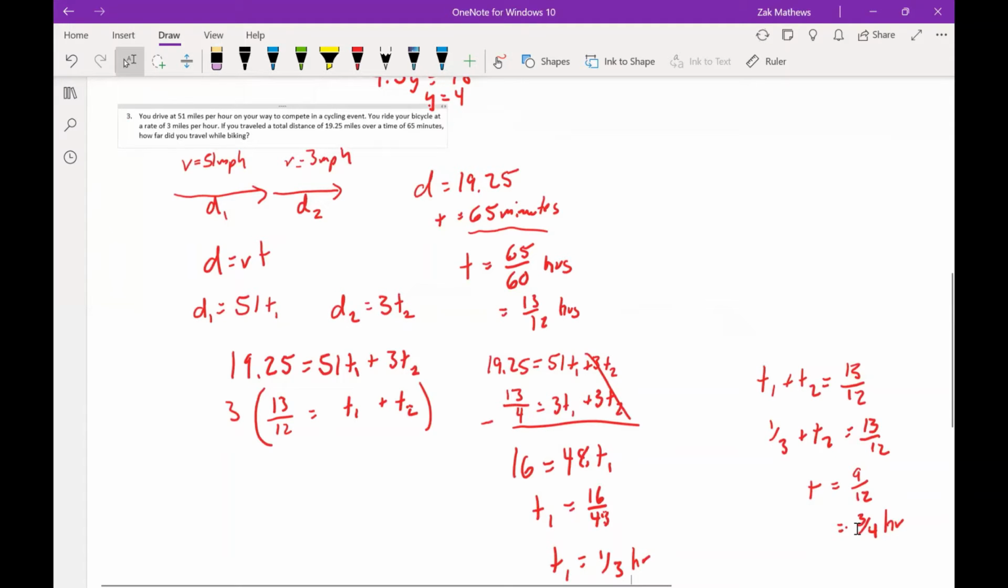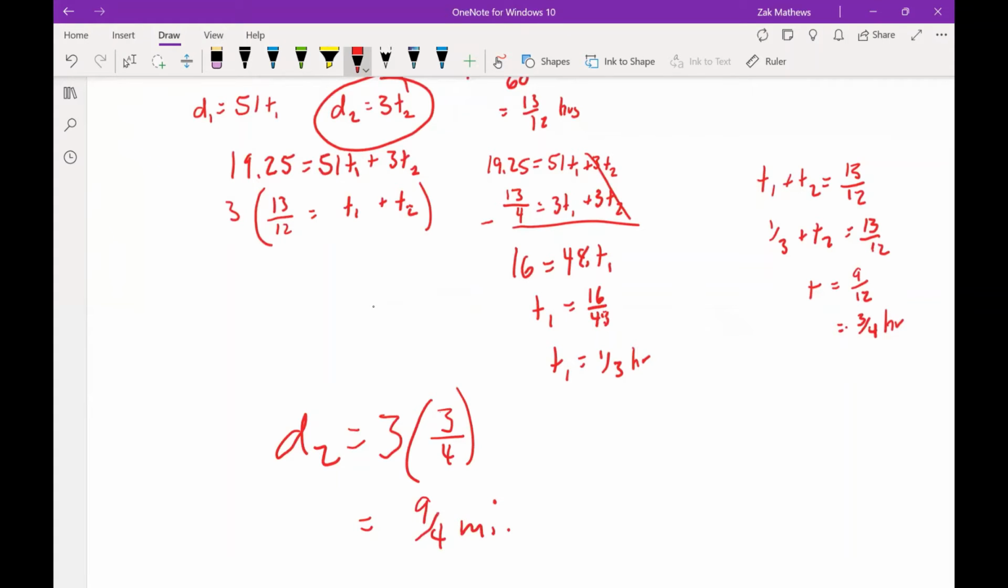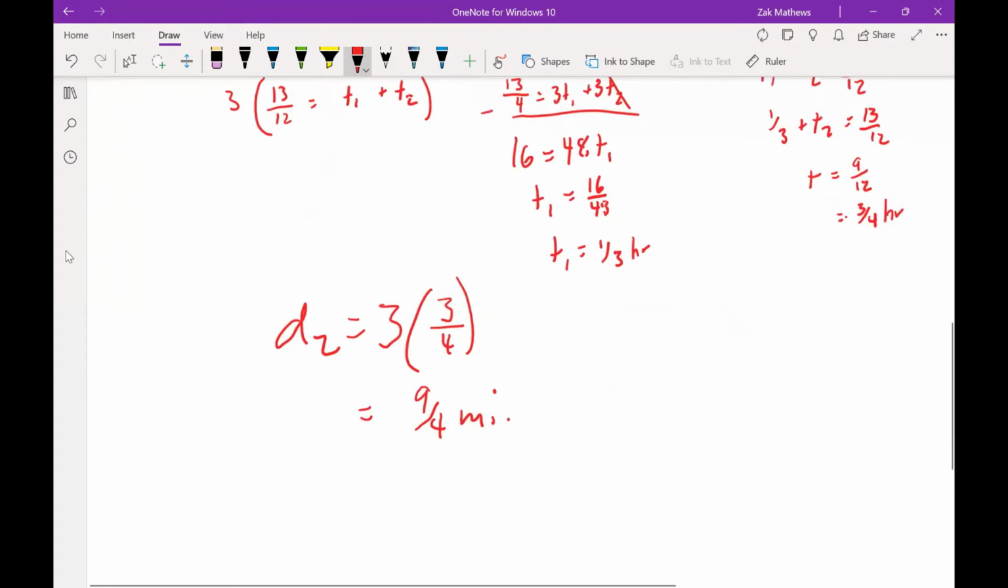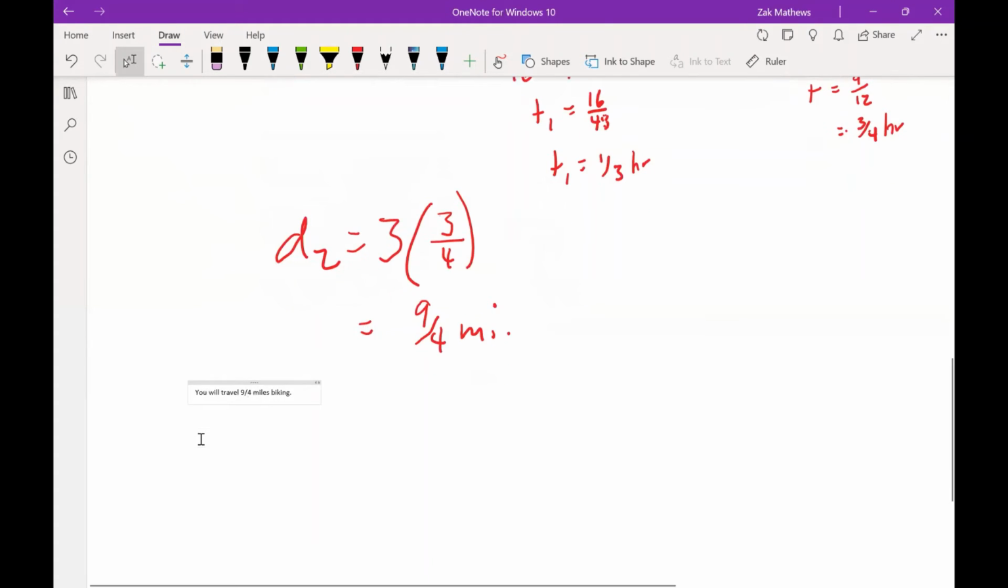We didn't actually care about the times. I care about the distance. And so I'm curious about this thing right here. And we know that D2, that was when we were cycling, is 3 times 3/4. And so that would give us 9/4 miles, which is, of course, 2 1/4 miles. So you will travel 9/4 miles biking. There's our answer.